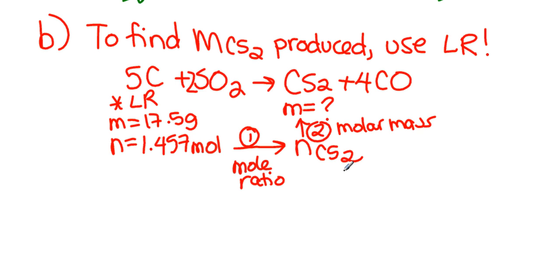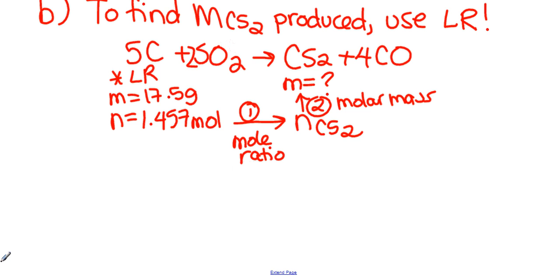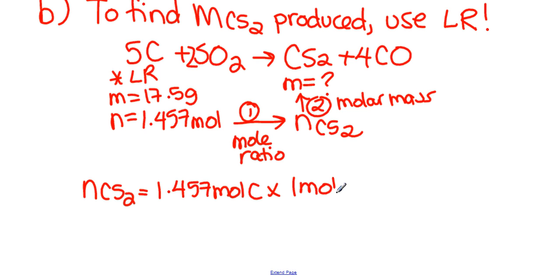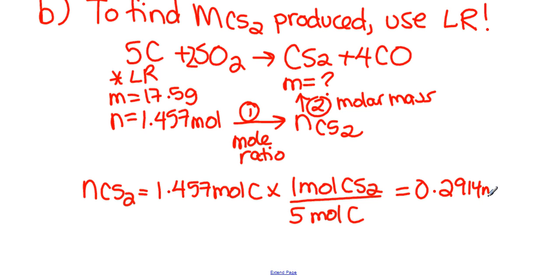So those two steps here are exactly the same as stoichiometry. So let's try and solve those ones together. So number of moles of carbon disulfide. We've got our moles of carbon multiplied by the mole ratio. Carbon disulfide on the top, there's 1 mole. 5 moles of carbon on the bottom. And you should get that number, 0.2914 moles.